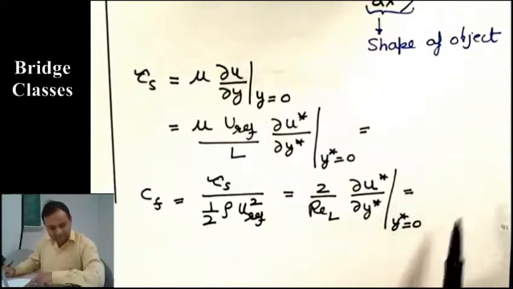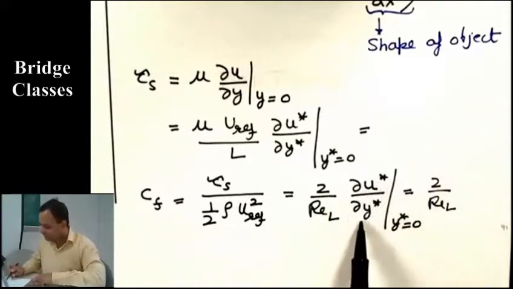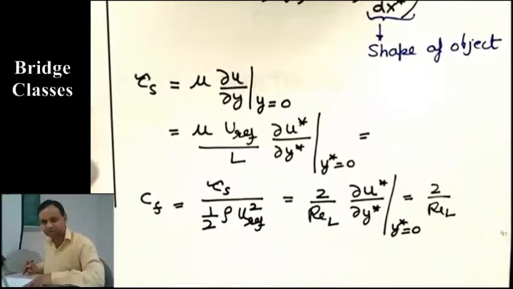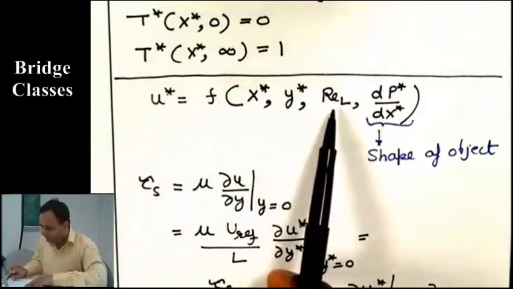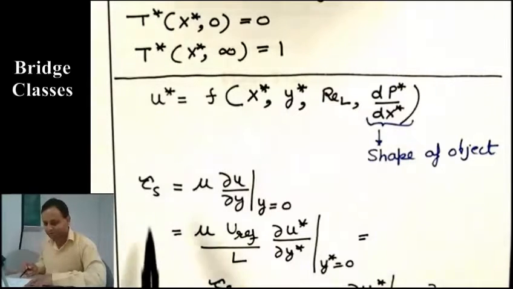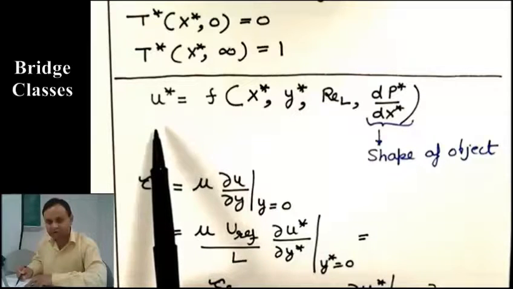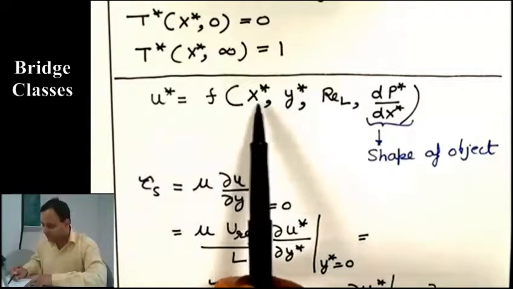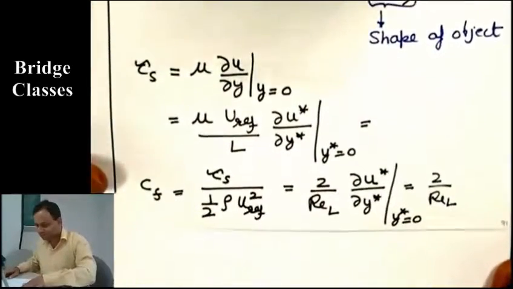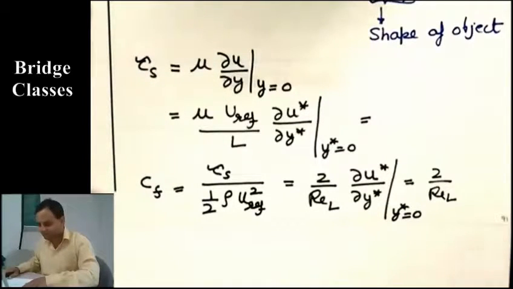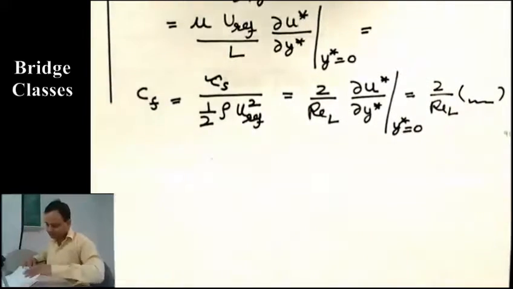And we can write this as twice over Reynolds number. Now see this del u star over del y star at y star equals 0. We wrote u star is a function of x star, y star, Reynolds number and this pressure gradient. So if we differentiate del u over del y and take the derivative at y equals 0, that will be a function of x star, Reynolds number and this pressure gradient. It will be some function. We are not interested at this point in getting what that function is. So there is going to be that term here. Let me write it again.